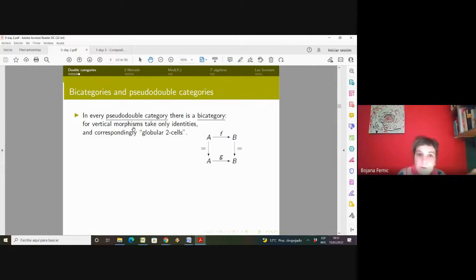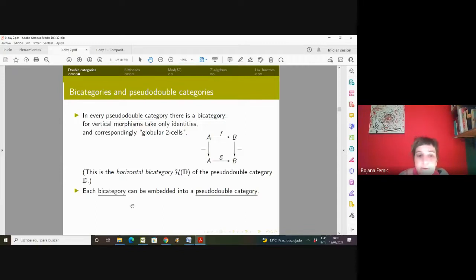And this pseudo, this weak, property in a double category corresponds to the weakness in the bicategory, and that is on the composition of 1 cells, as we commented before. And now this bicategory that we obtain this way is called the horizontal bicategory of the pseudo double category, and you can denote it like that.